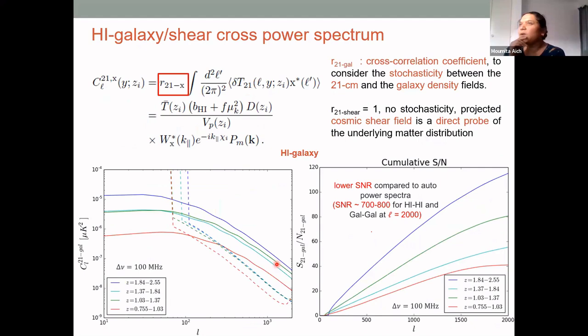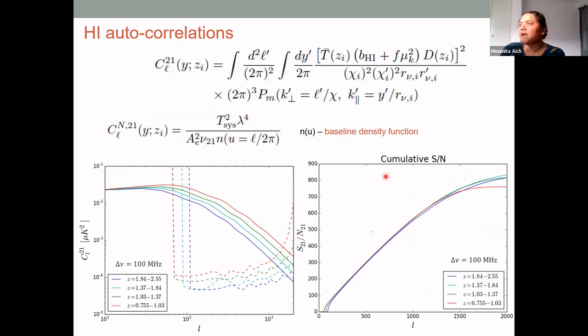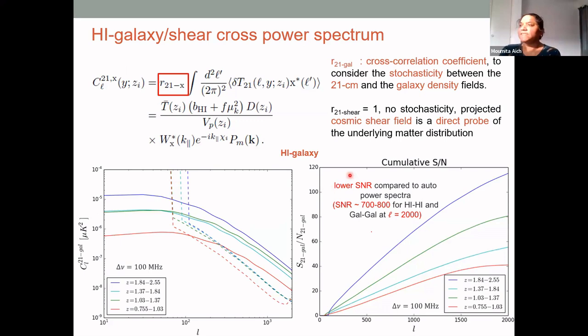If you look at the cross power spectrum between HI galaxy and HI shear, this is what it looks like. What is interesting is the signal to noise ratio. If you look at the previous signal to noise ratio, it is about 900 for one of the bins, let's say 800 for the bin between 1.37 and 1.84. But when you do the cross correlation, the signal to noise actually reduces quite a lot. This is the problematic thing, because whenever you do a cross correlation, the signal to noise decreases.